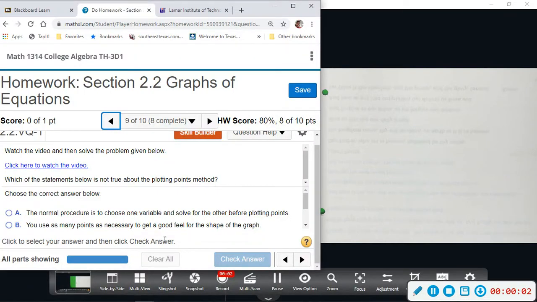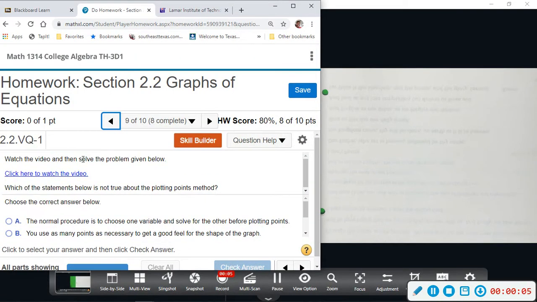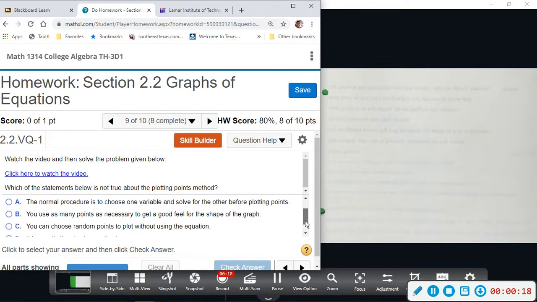Alright, number 9 wants us to watch a video and solve the problem. The question is, which of the statements below is not true about the plotting points method? So we need to see the plotting points method. Let's look at the answer choices.